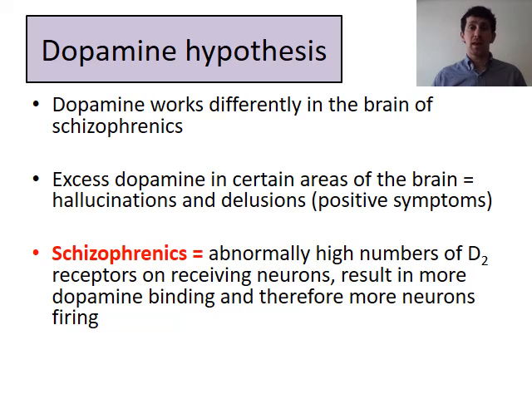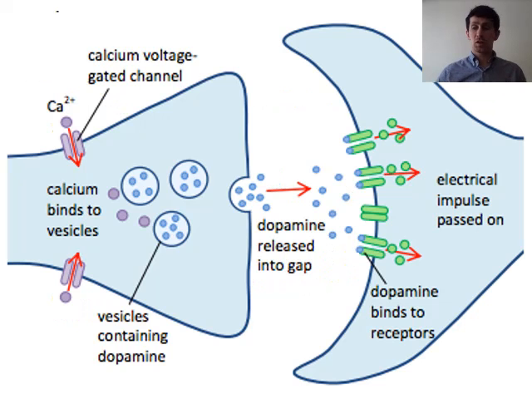It's also been suggested that they have a high number of dopamine or D2 receptors on receiving neurons. A higher level of receptors will result in more dopamine binding and therefore more neurons firing in their brain, which is linked to more hallucinations and more delusions. The diagram here shows what would usually happen in someone's brain, but in a schizophrenic, they'd have higher levels of dopamine, these little neurotransmitters here, and also higher numbers of dopamine receptors.